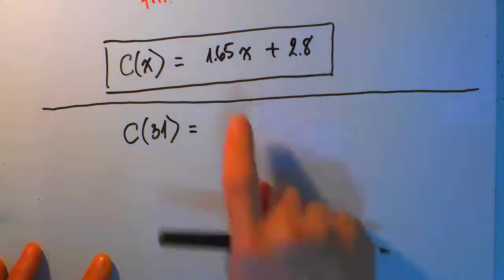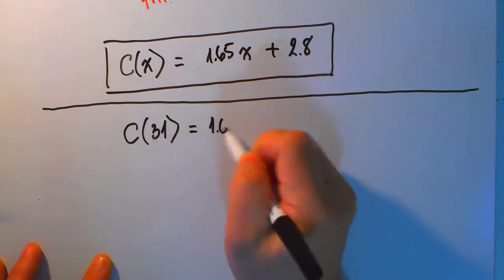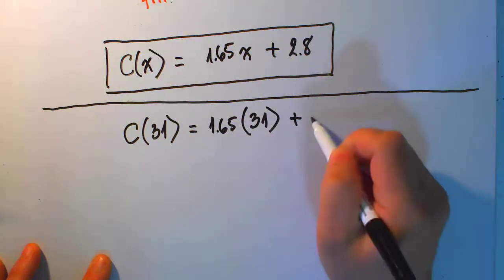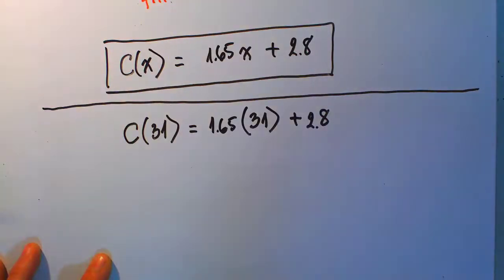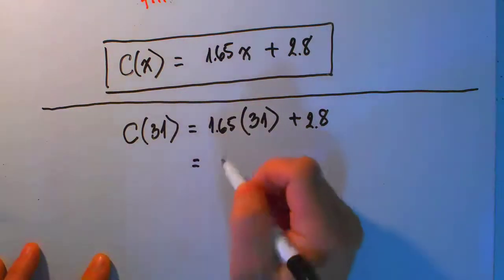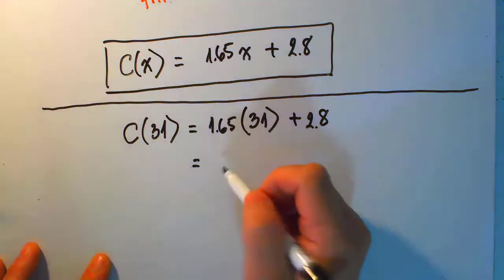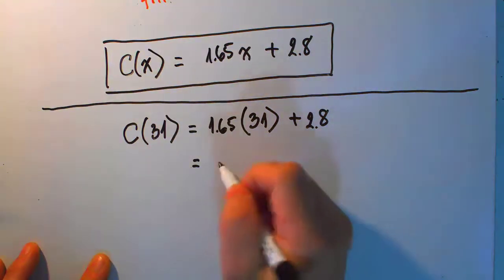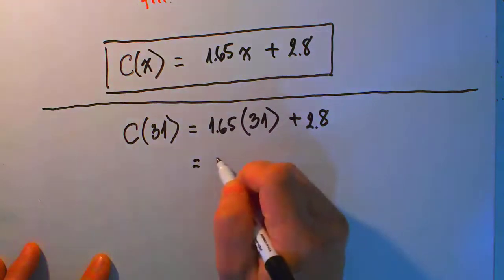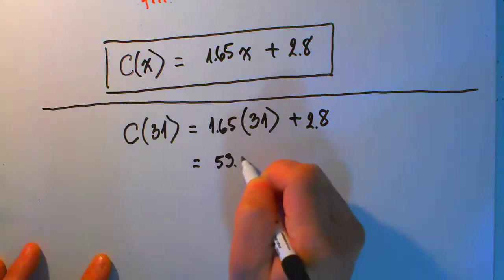Now the cost function we came up with: 1.65 multiplied with the inputs 31 miles plus 2.8. Calculation comes out being, so for any customer who travel on any of the yellow cab Chicago, and let's say traveling for 31 miles, the customer is going to have to pay $53.95.